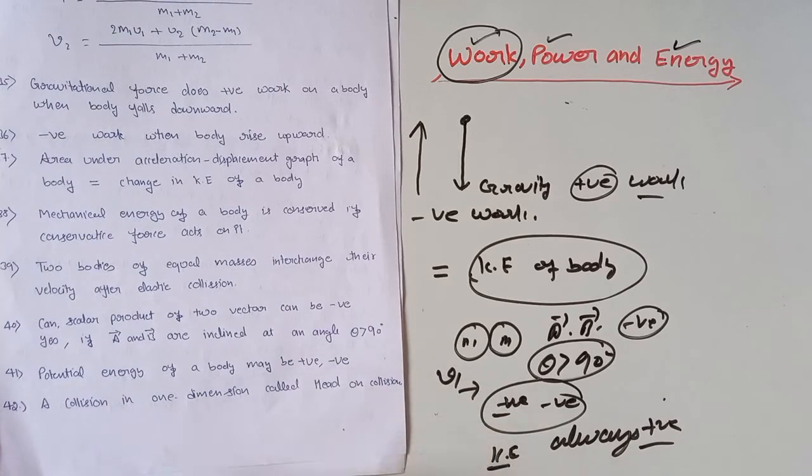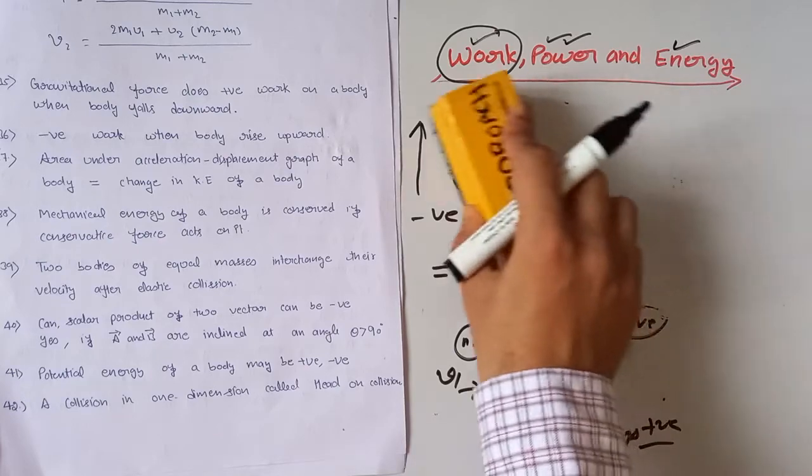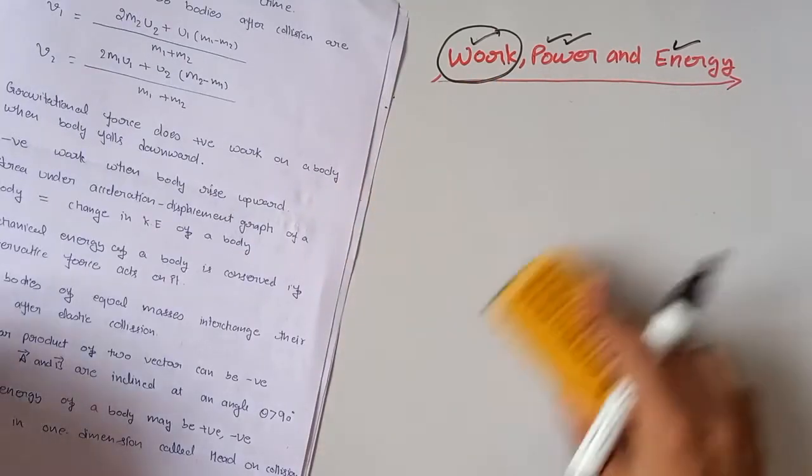Our last but not the least point is a collision that is one dimensional is called a head-on collision. Those collisions that are one dimensional in nature are also called head-on collisions. These are the main important key points of our topic power. Now let's do some important numericals of the power topic.